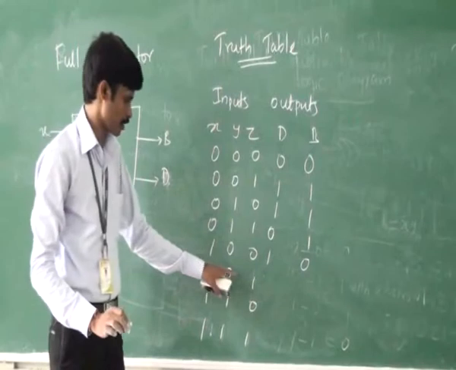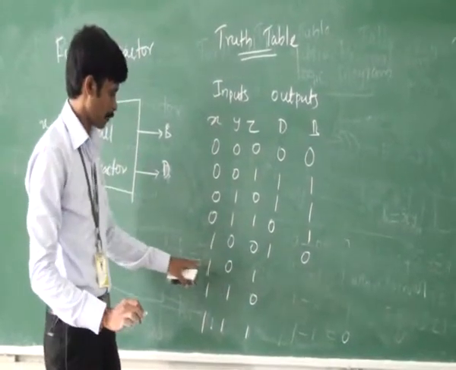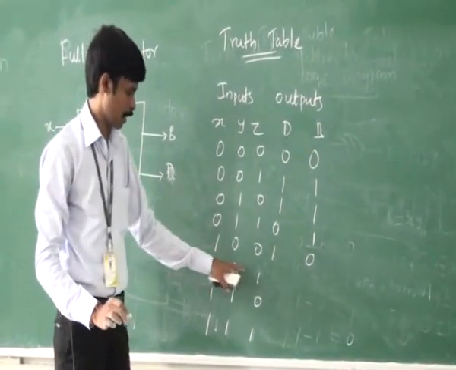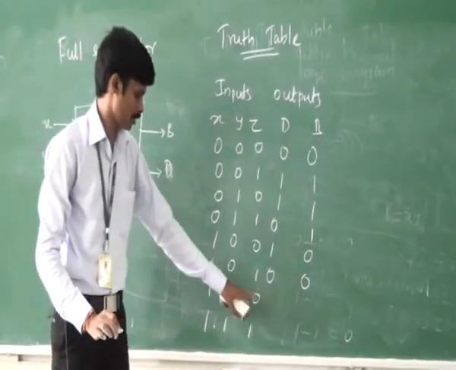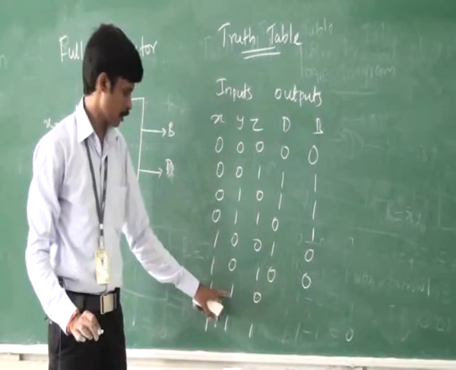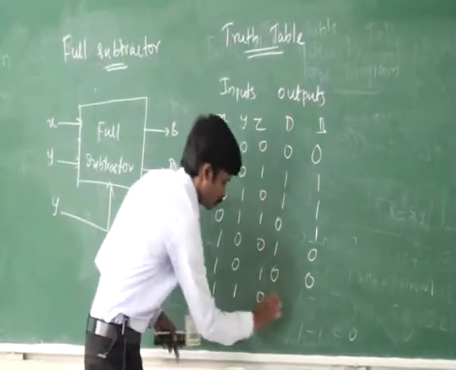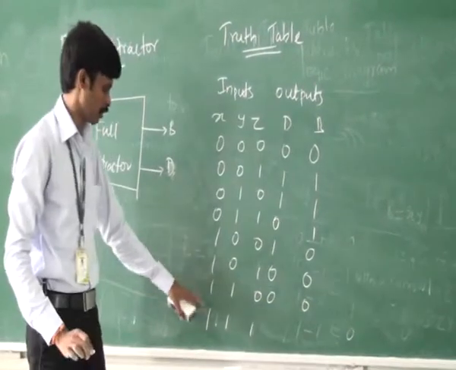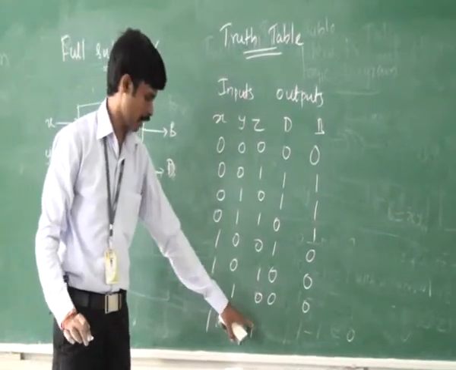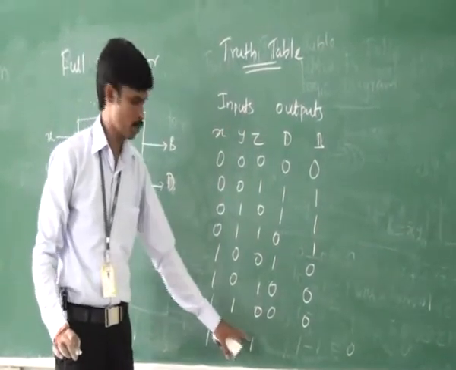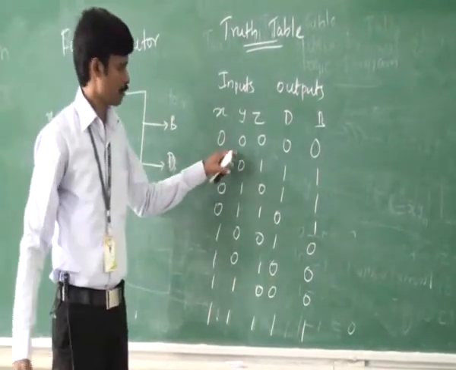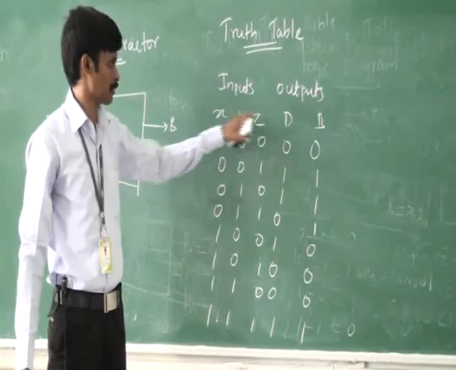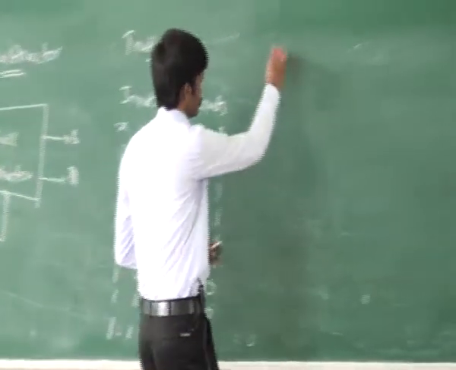The next combination is 1 0 1, that is 1 minus 0 minus 1. Then the next combination is 1 1 0, that is 1 minus 1 minus 0. There is no borrow, so the borrow will be 0. The next combination is 1 1 1, that is 1 minus 1 minus 1, the difference will be 1, then the borrow will be 1. Then from this truth table let us derive the Boolean expression for difference and borrow.